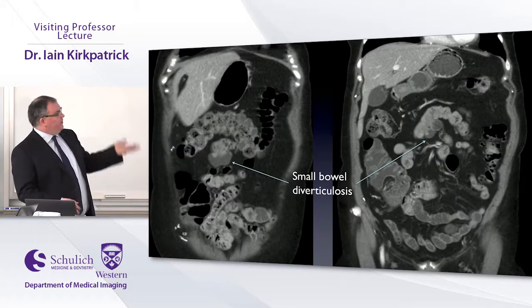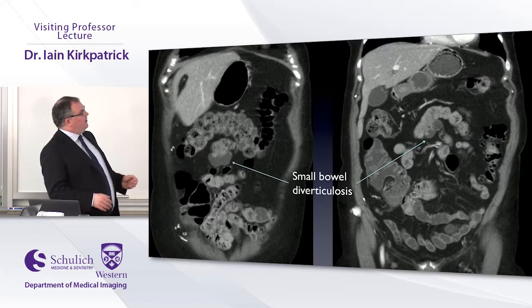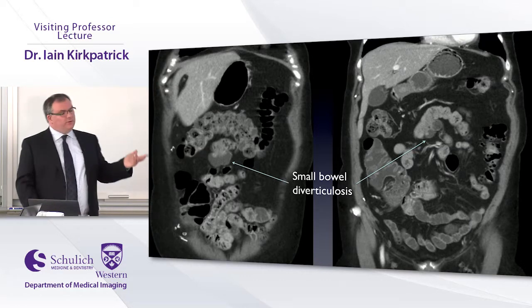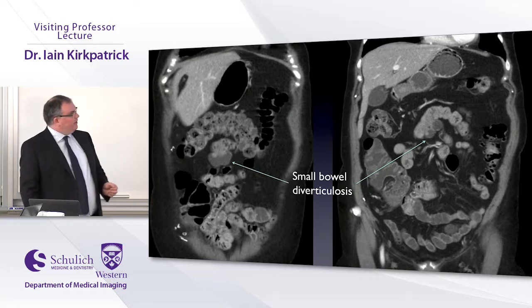So this is an easy one. This was someone with malabsorption syndrome, and they came in and they had a ton of small bowel diverticula. So that makes sense, bacterial overgrowth in the diverticula, case closed.